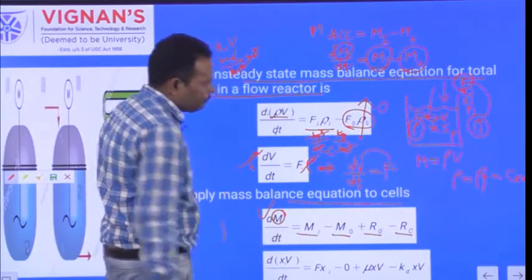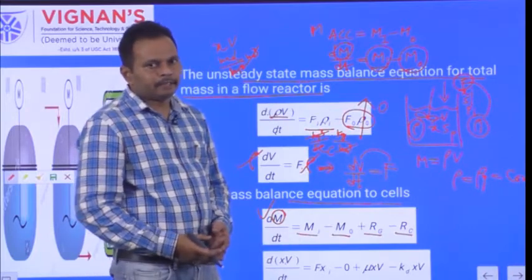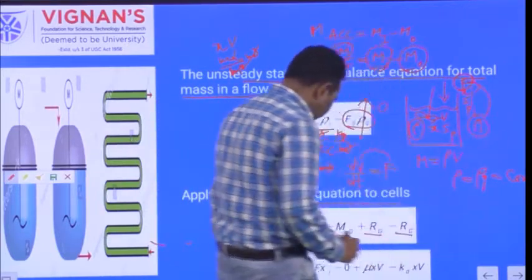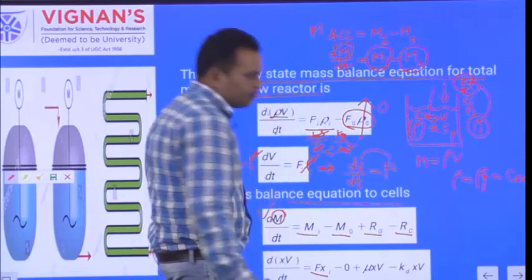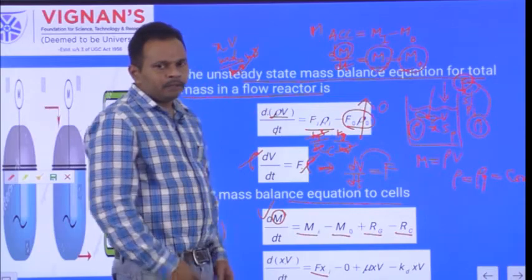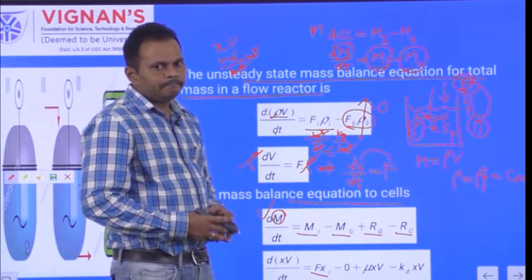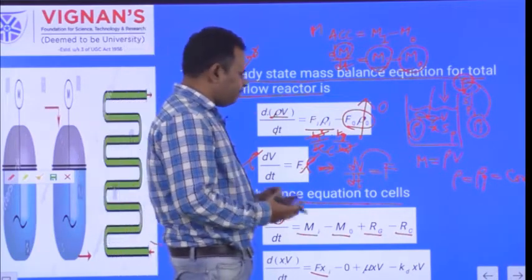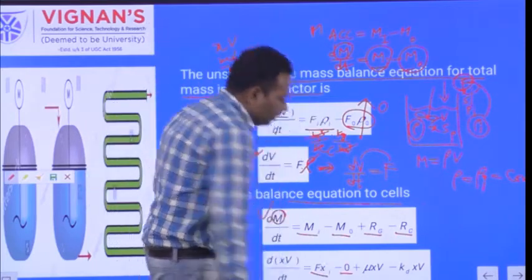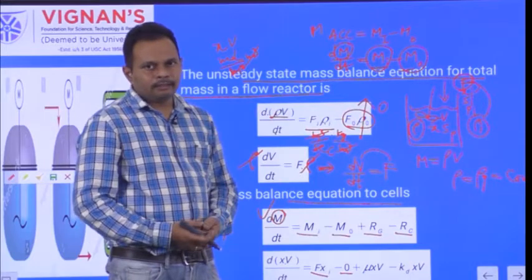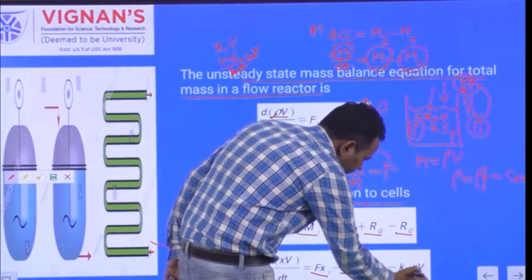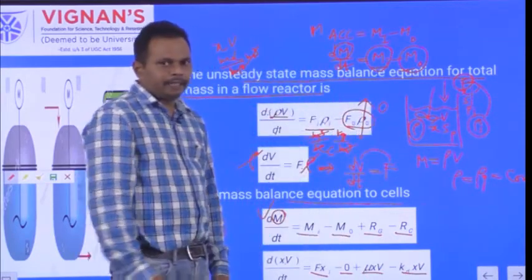Again, what is mi? That is the mass of the cells entering the fermenter. We have the volumetric feed rate F into the cell concentration xi. So F xi is the mass of the cells entering the fermenter. What is m0, the mass of the cells leaving the fermenter? During the biological reaction, we are not removing any cells from the fermenter. For the fed batch fermenter, the output is batch, so m0 is 0. What is Rg, the rate of generation of the cells? Similar to the batch fermenter, it is mu x V, and the rate of consumption is Kd into x into V.